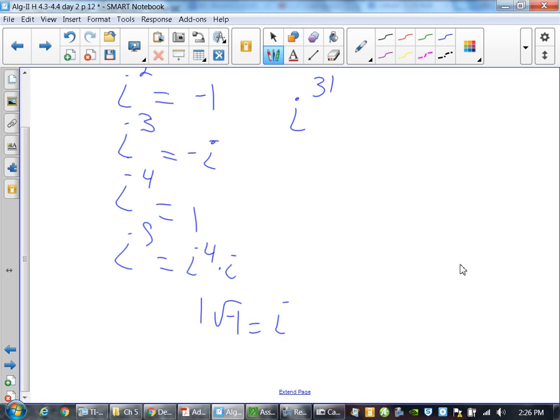So think about it. How many? Divide by 4. It's the easy way to go about it. How many times does 4 go into 31? 7. There's 7 of them. How many are left? 3. So this is the same thing as saying i to the third, which is negative i.